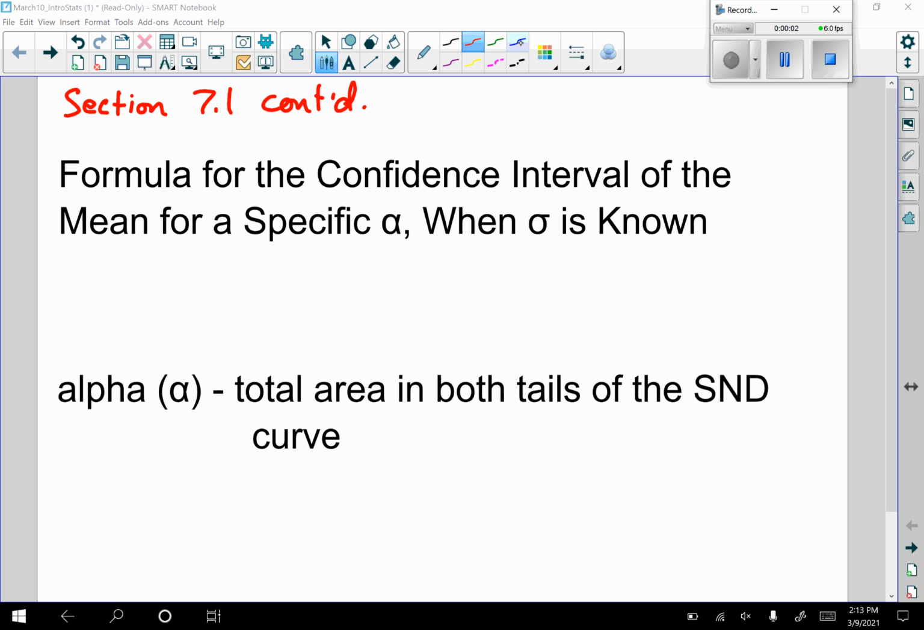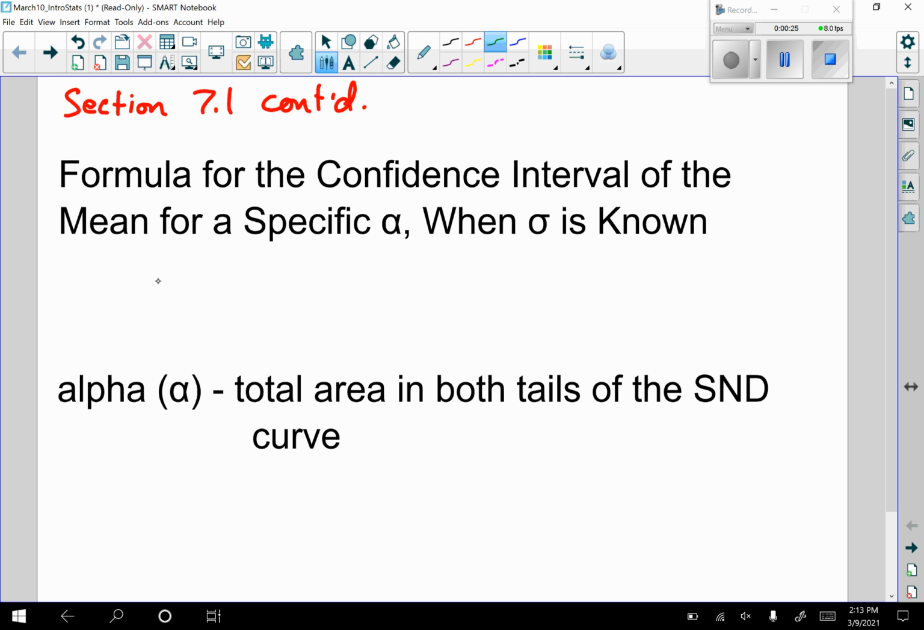Hello everyone, we are just continuing notes from section 7.1. Again, the confidence interval of the mean for when the population standard deviation is known. So we went over yesterday the difference between a point estimate and an interval estimate. So here's the formula we're going to use for a confidence interval.